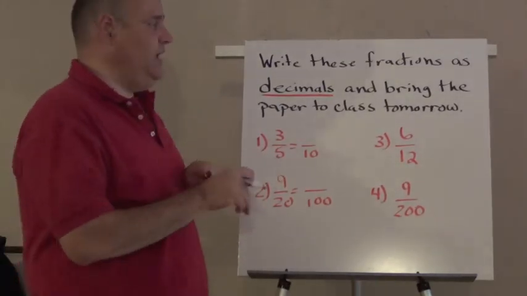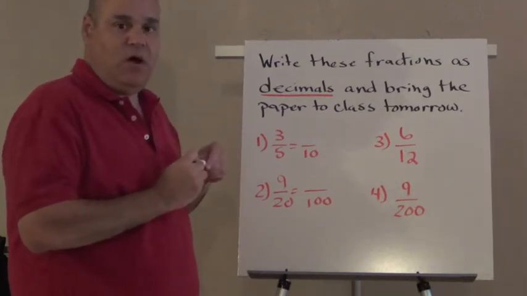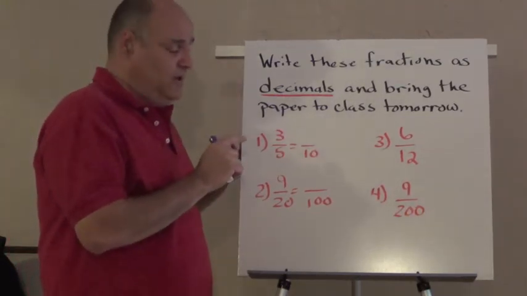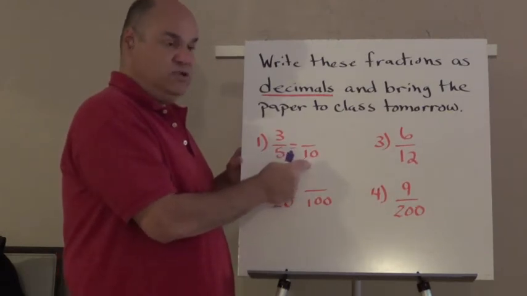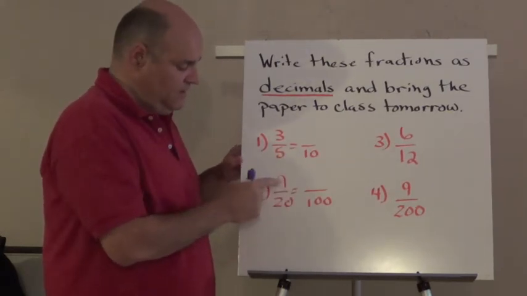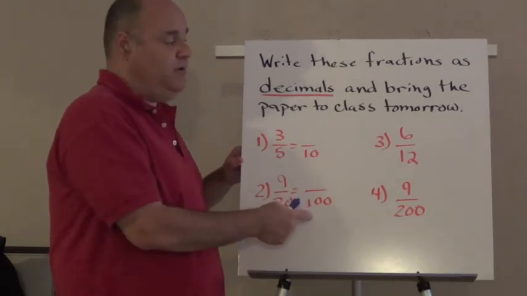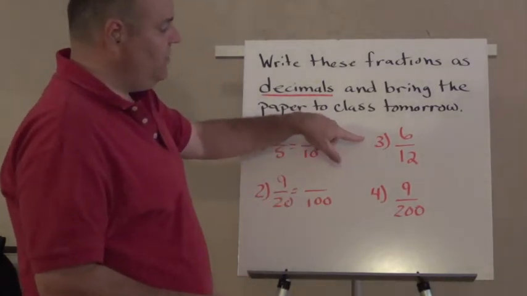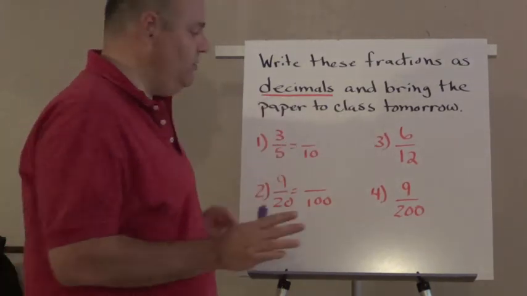Your homework tonight is to write these fractions as decimals and bring the paper in tomorrow. I'm giving you a little bit of help. 3/5, I'm telling you that your denominator should be 10. 9/20, I'm telling you that your denominator should be 100. For number 3, 6/12, I'm giving you no help.